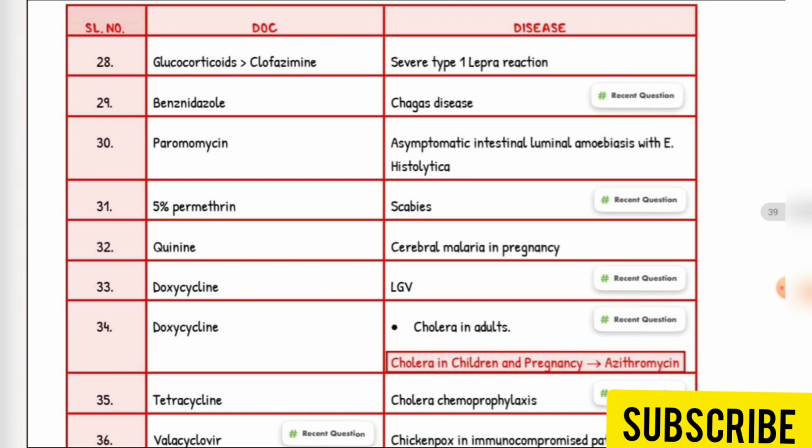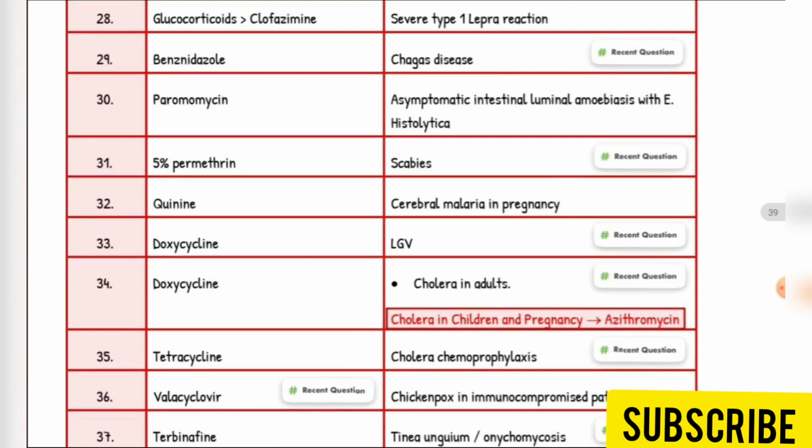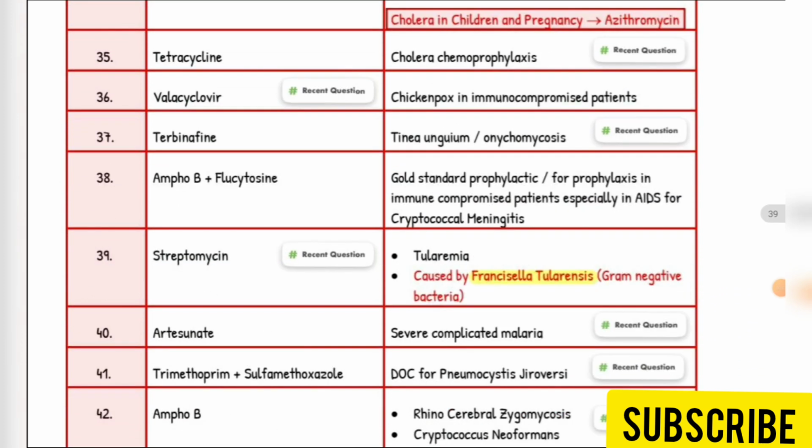Scabies, drug of choice 5% permethrin. Cerebral malaria in pregnancy, drug of choice quinine. LGV, drug of choice doxycycline. Cholera in adults, drug of choice doxycycline. Cholera in children and pregnancy, drug of choice azithromycin. Cholera chemoprophylaxis, drug of choice tetracycline.